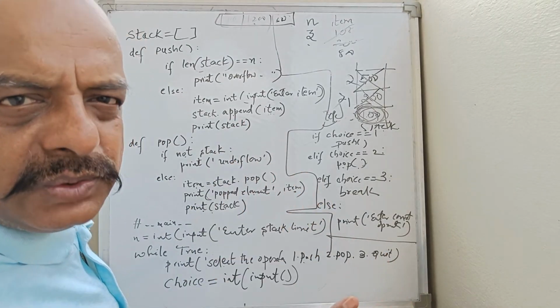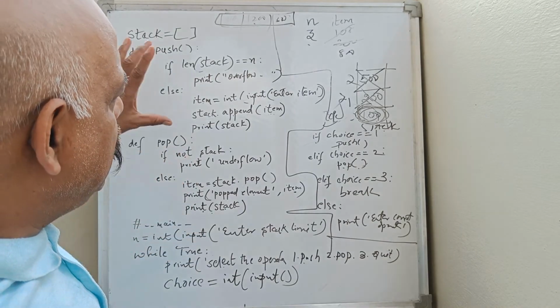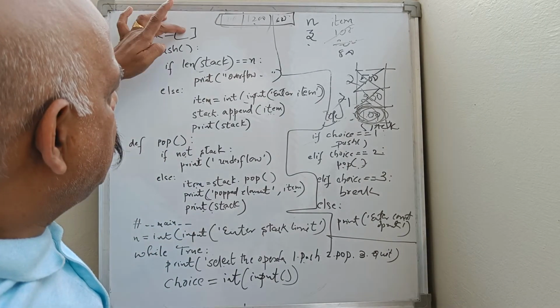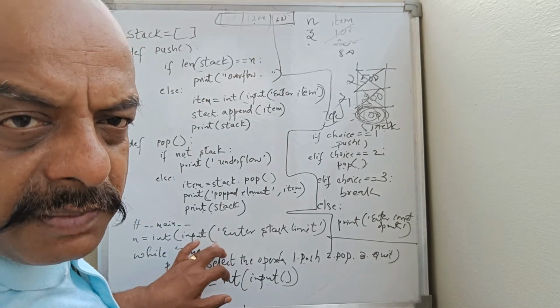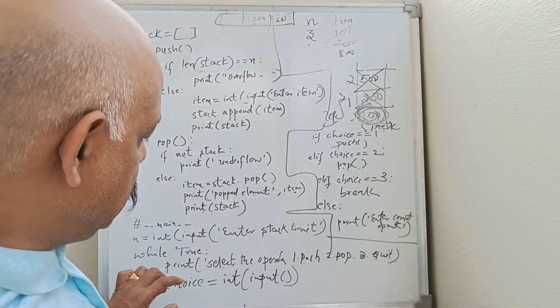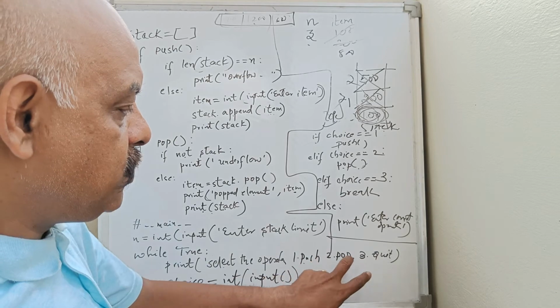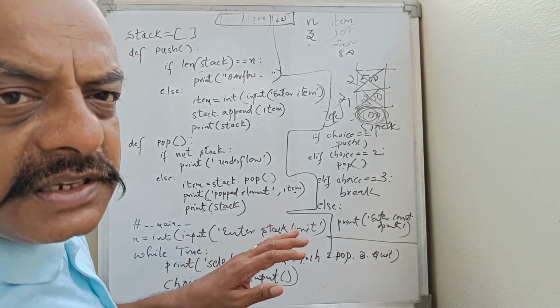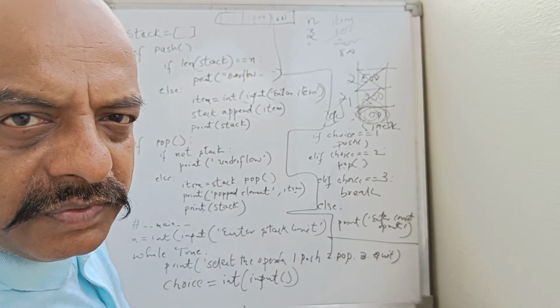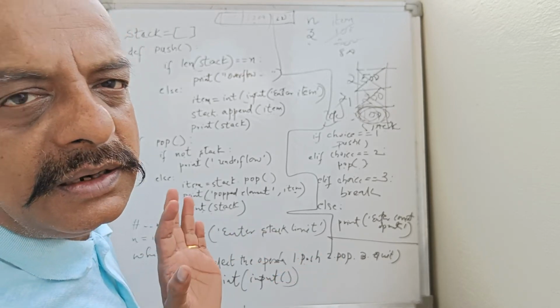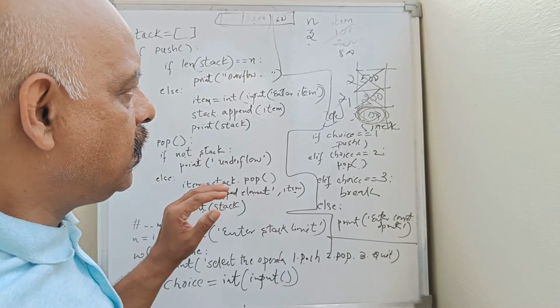It's very easy to write the program: write the push definition, stack empty, then the pop definition. Then in the main you have to read the max limit. Then in the while body you have to display 3 operations: push, pop, and quit. And you read the choice, it may be 1, 2, or 3 to come out, and 4 to enter the correct operation. Hope you have understood.